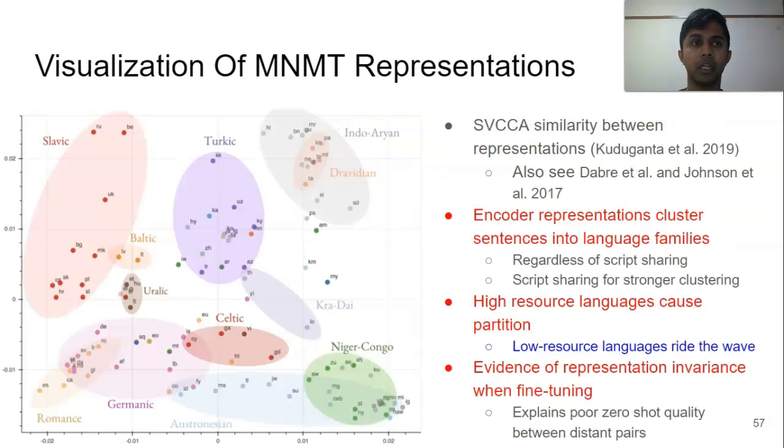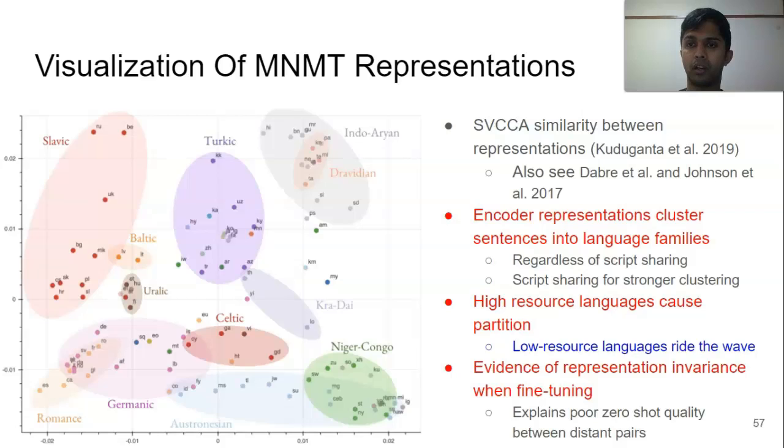Another aspect of divergence can be understood by the visualization of representations obtained from multilingual neural machine translation models. To the left is a figure which shows how multilingual neural machine translation models cluster languages into different language families based on the representations for the sentences belonging to those languages. So Kudugunta et al., in their work on SVCCA similarity between representations, showed that multilingual neural machine translation models have the ability to discover language families. This was also observed by Johnson et al. and Dabre et al. What they observed is that encoder representations cluster sentences into language families.